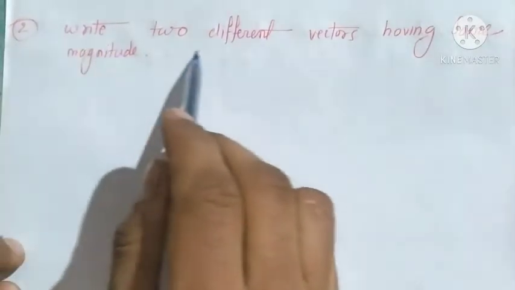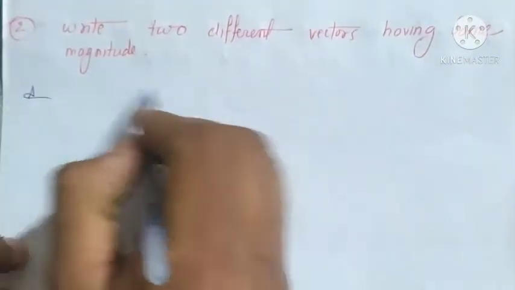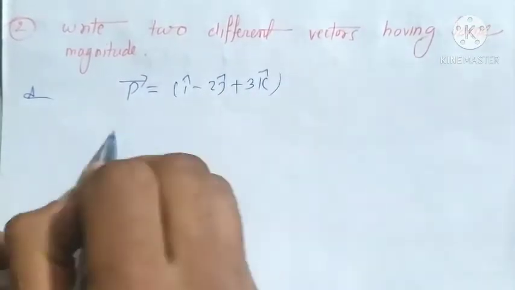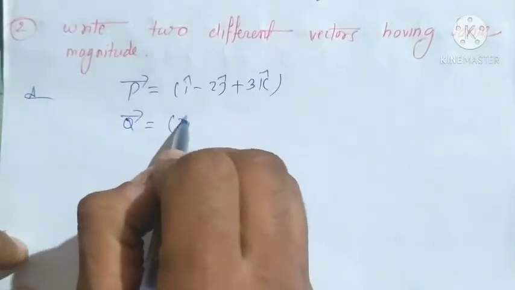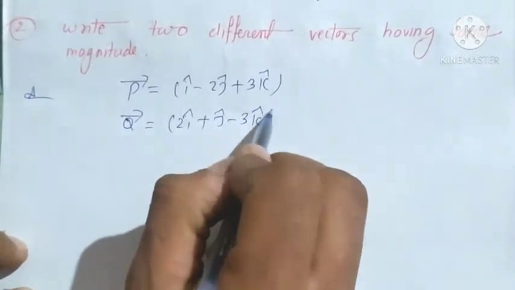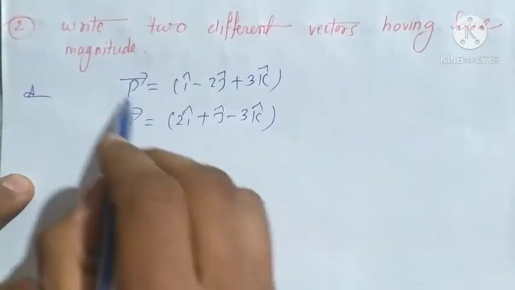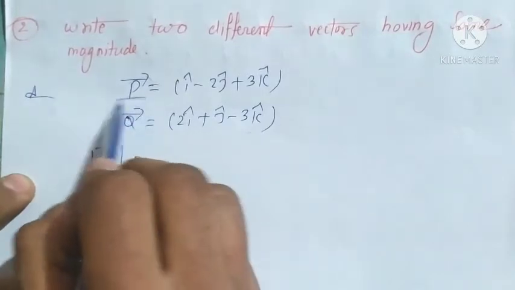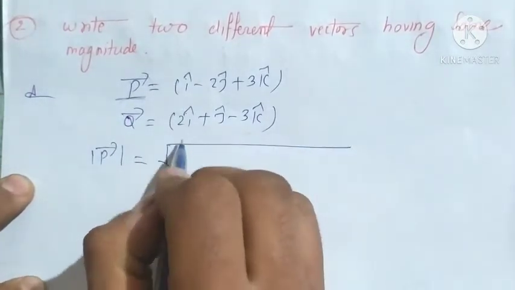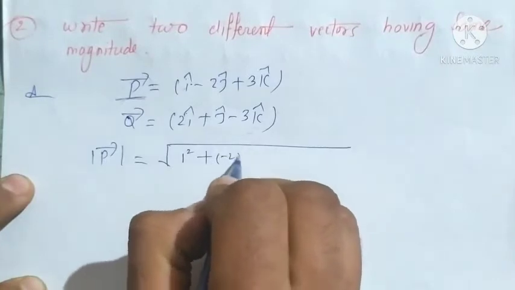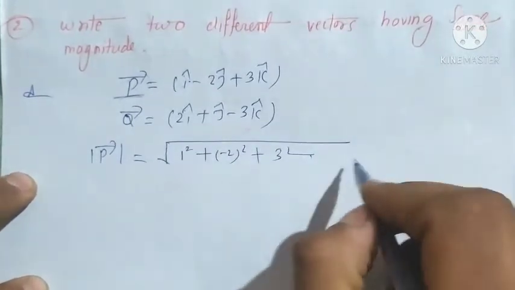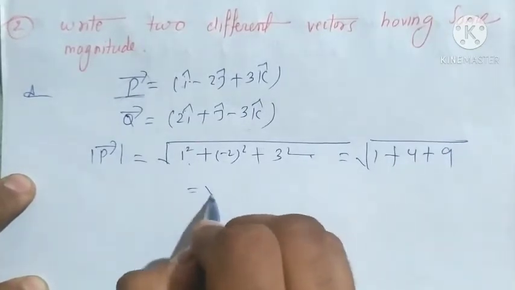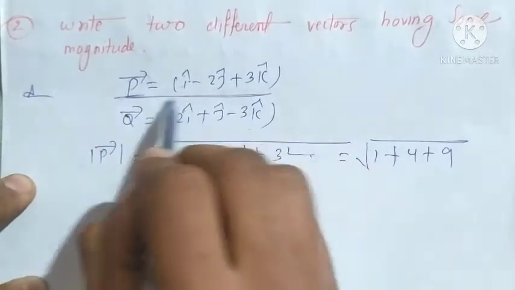So in this question, write two different vectors having the same magnitude. We take any vector p, i minus 2j plus 3k. We take another vector q, 2i plus j minus 3k. Now we have to find their magnitude values. Firstly we find the magnitude value of the first vector: 1 plus minus 2 square plus 3 square, so 1, 4 plus 9, finally under root 14.